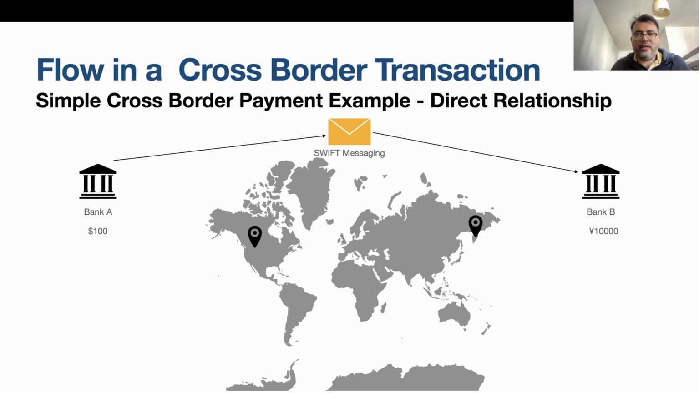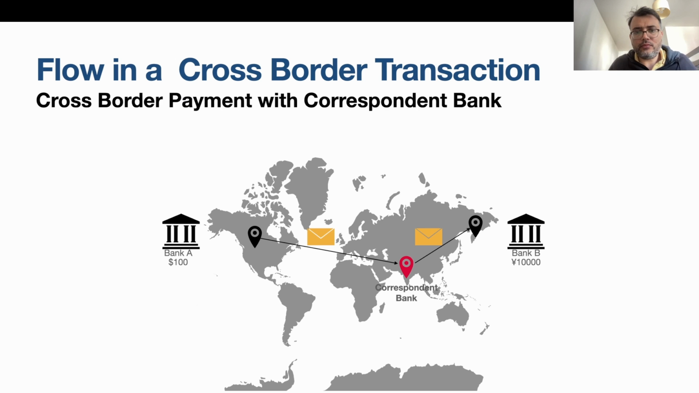So this is when there is a direct relationship between the two banks. For example, bank A has an account in bank B or vice versa. In that sort of model, this is very, very simple. You don't need any other intermediary players in the middle to do anything. However, let's make things a little bit more interesting.